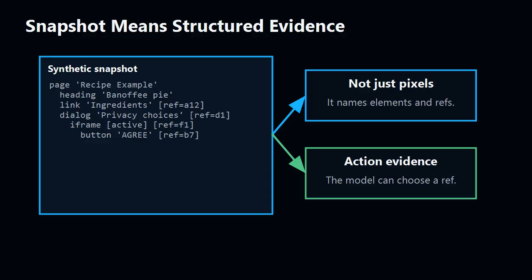A snapshot is not just a screenshot. It is structured page evidence: headings, links, dialogs, buttons, frames, and element references. That evidence matters because the model chooses actions from what it can see in the snapshot plus the task instructions.